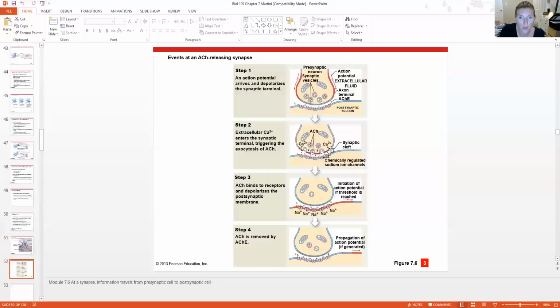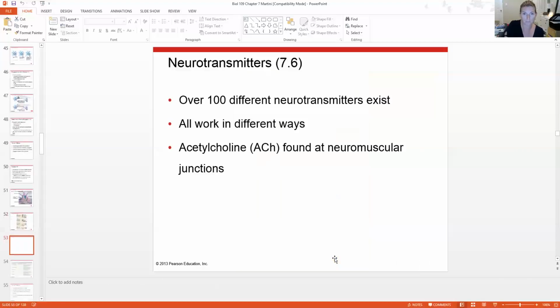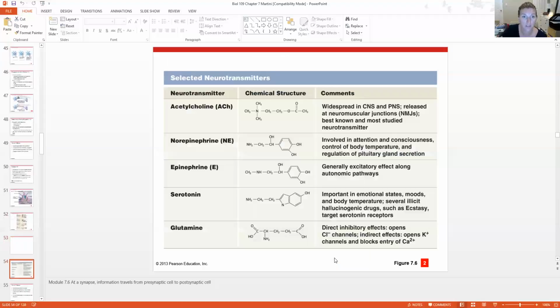Those receptors will then open the sodium ion channels. Sodium can now rush into the cell, depolarizing that and causing that action potential to continue occurring. And acetylcholinesterase, AChE, is sitting around in that synaptic cleft, waiting to gobble up and recycle the acetylcholine. So there are over 100 different neurotransmitters. We've just been talking about acetylcholine because that's found at the neuromuscular junctions between neurons and muscles, but they all work in different ways and they all have specific functions.